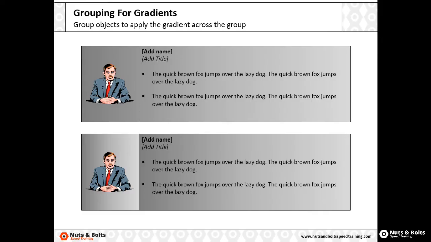The gradient on top has been applied evenly across both rectangles, whereas the gradient down below has been applied to each individual rectangle, which doesn't look nearly as sharp as the gradient up top.